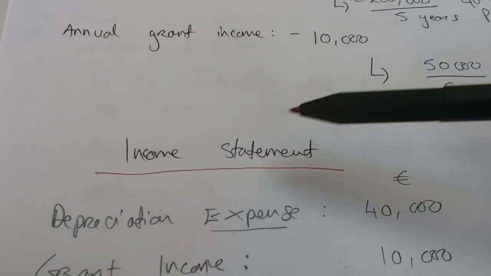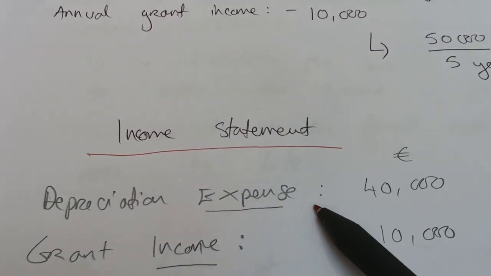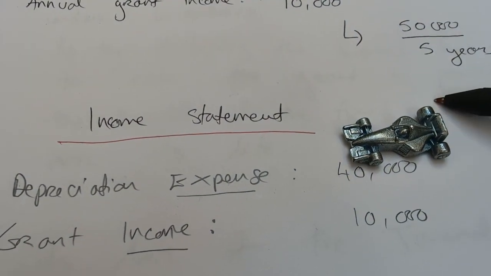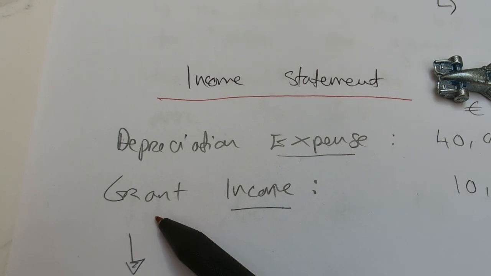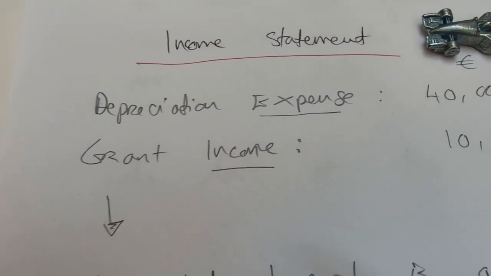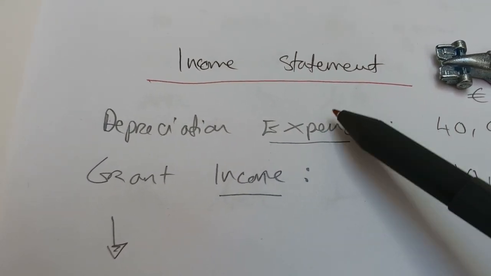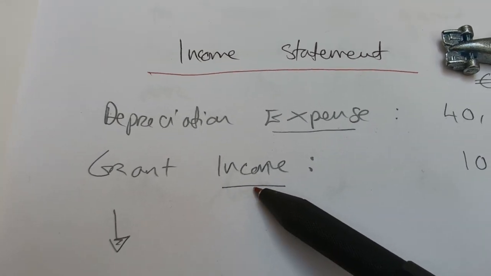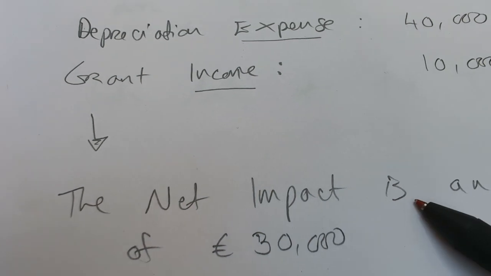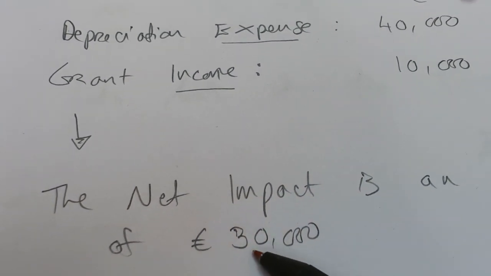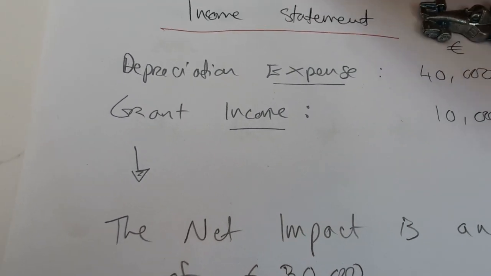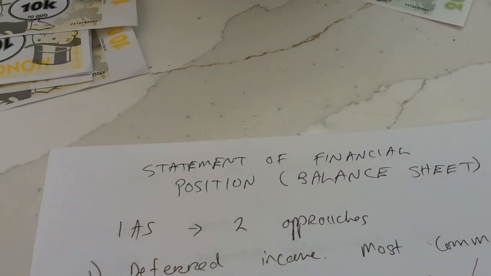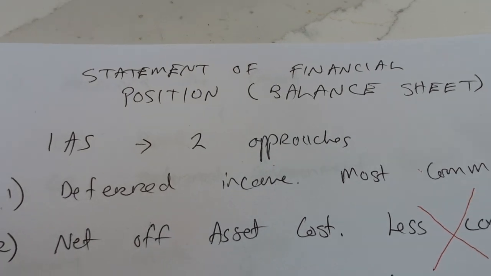On the income statement, it's very simple. We have our depreciation expense because the car is getting worth less and less every single year. And we get grant income of 10,000. We show the depreciation as an expense under the expenses part, and the grant is an income under other income or grant income. And the net impact is an expense of 30,000. That's how it's recorded on the income statement. Very easy. Let's have a look at the statement of financial position or the balance sheet.